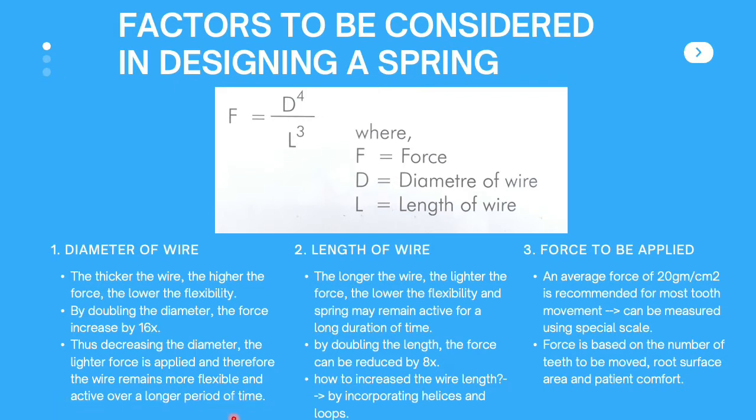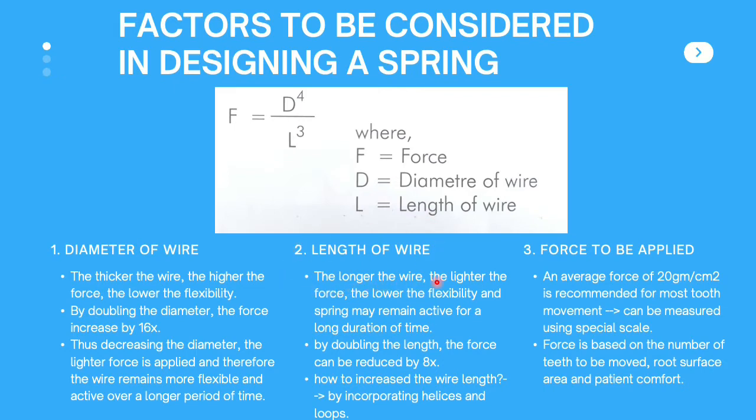So, let's recall the Roberts retractor. The Roberts retractor has a coil, and having a coil will increase the wire length. Because we increase the wire length, the wire becomes more flexible, and the diameter of the wire is only 0.5 mm. So it will deliver a lighter force, and the wire will remain active over a longer period of time. And then the next factor is the length of wire.